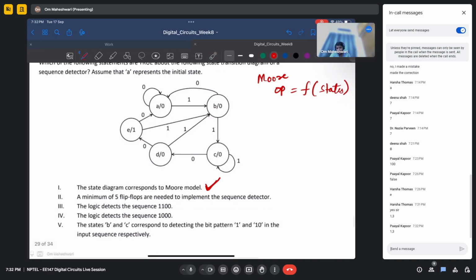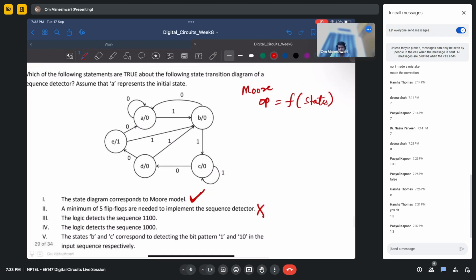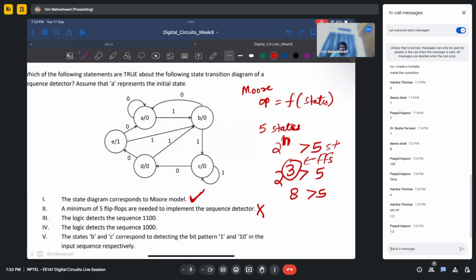Second one, minimum 5 flip-flops are needed to implement a sequence detector, which is incorrect. You have 5 states. So 2 to the power n should be greater than 5. 2 will give you 4. You need 3 flip-flops, right? 2 to the power 3 is 8, which is greater than 5. So you need 3 flip-flops. You can represent 5 states by 3 flip-flops. So this is incorrect.